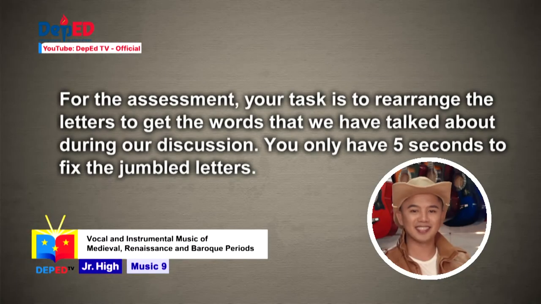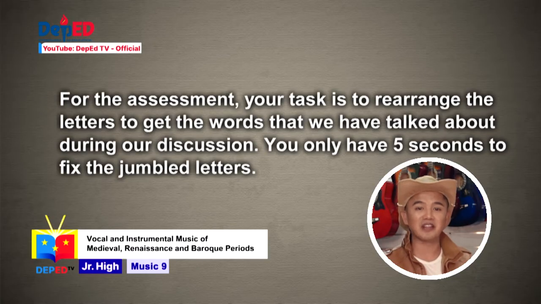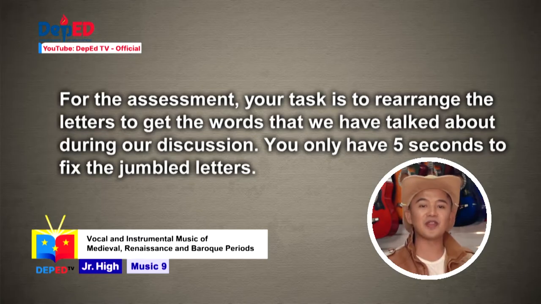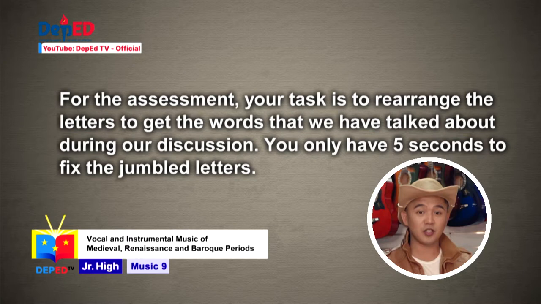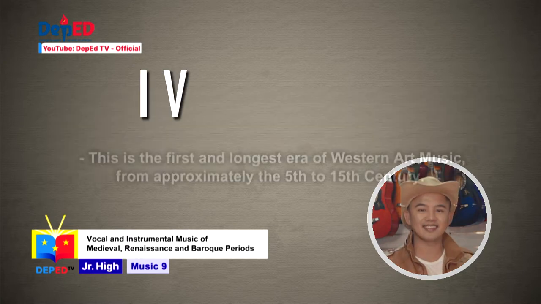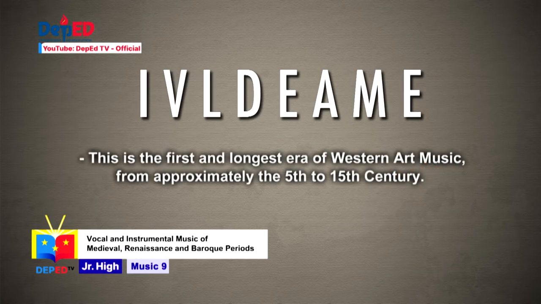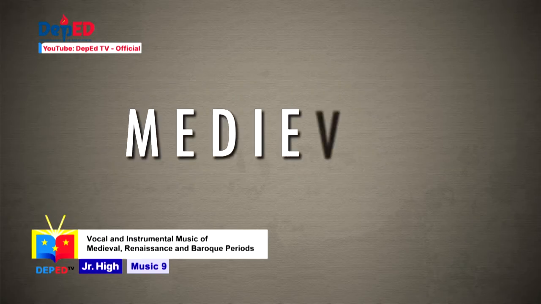For the assessment, your task is to rearrange the letters to get the words that we have talked about during our discussion. You only have 5 seconds to fix the jumbled letters. This is the first and longest era of Western art music from approximately the 5th to 15th century. If your answer is medieval, you are right.